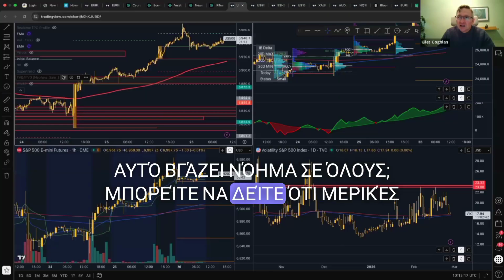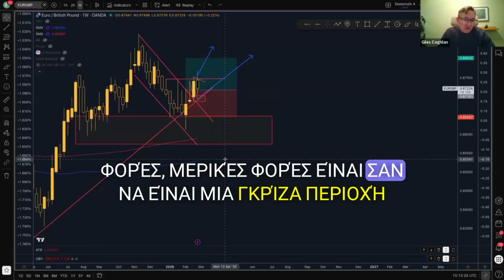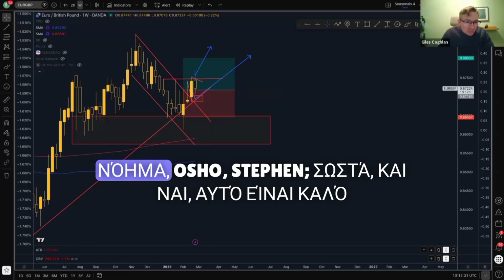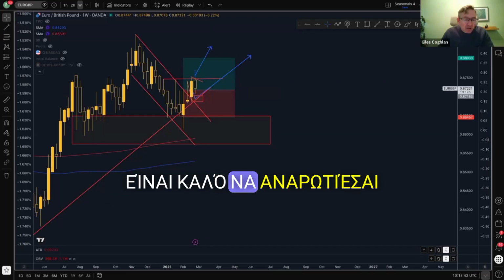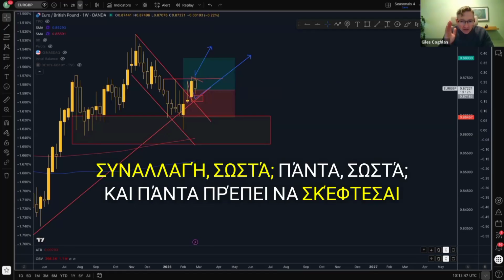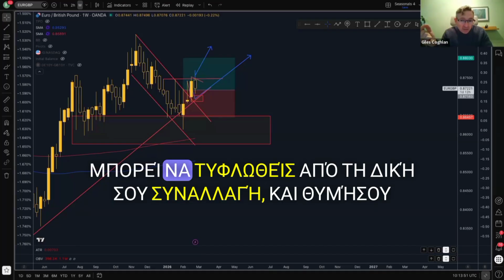Can you see sometimes it's a bit of a grey area, and sometimes it comes down to your perspective. Does that make sense, Osho? Stephen? Right, yeah, that's good. It's good to question, because you should always be able to question every trade, right? Always, and you should always think, is this right? And also, you can get blinded by your own trade.